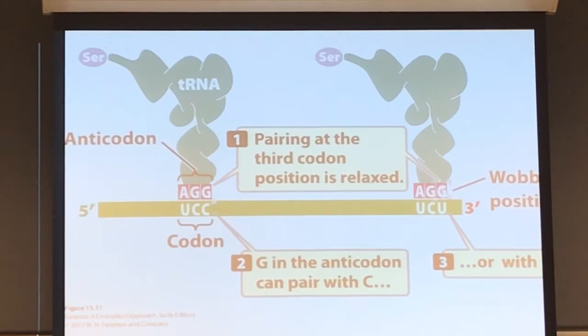If you look at it here, you have AGG, which is the anticodon, and the codon is UCC. Here you have UCU, but instead of having an A here, you have a G here. So even though sometimes the third nucleotide of the codon is not an exact match, the transfer RNA will still sit and supply the serine amino acid, which can be linked to the growing polypeptide chain for protein synthesis.